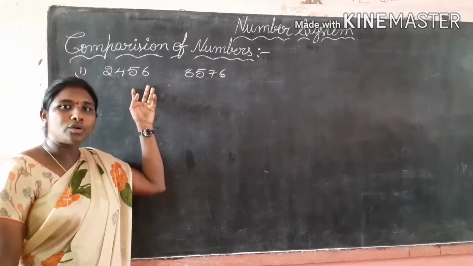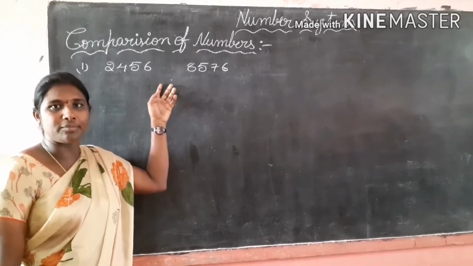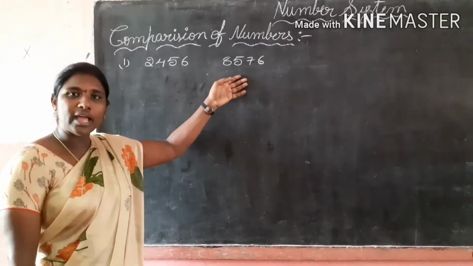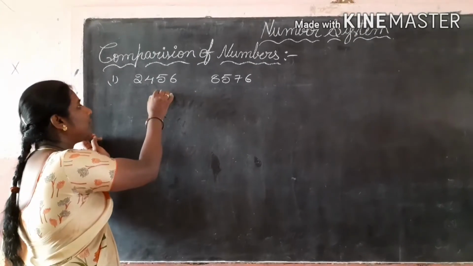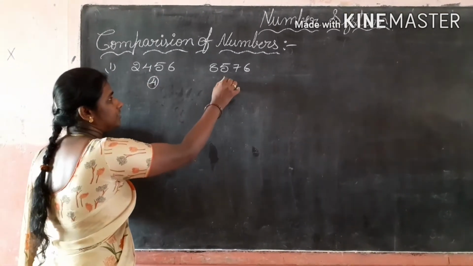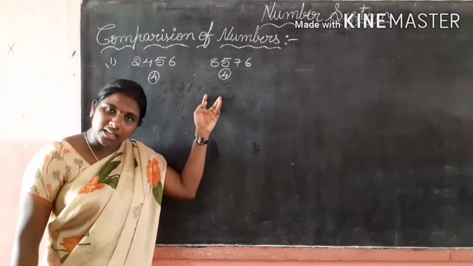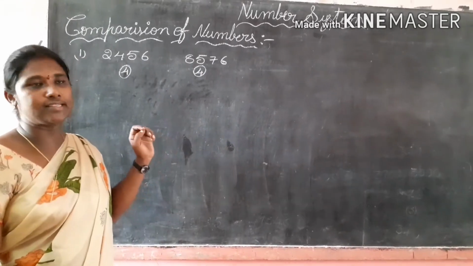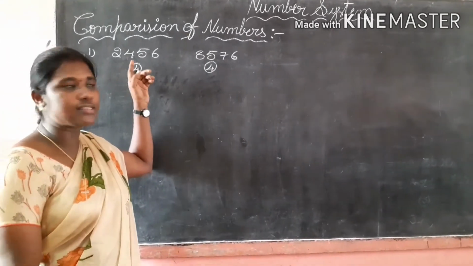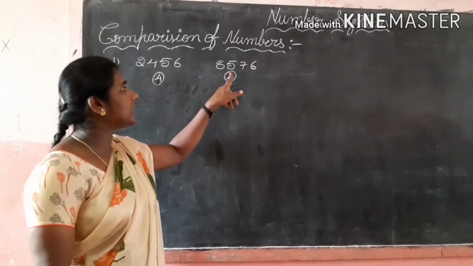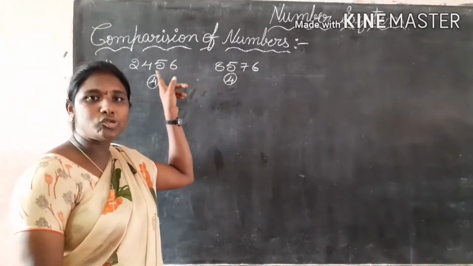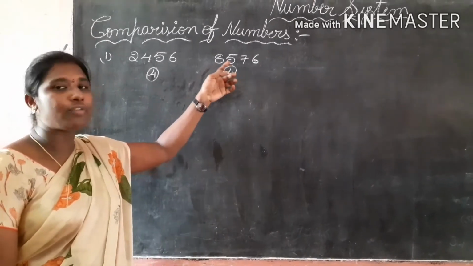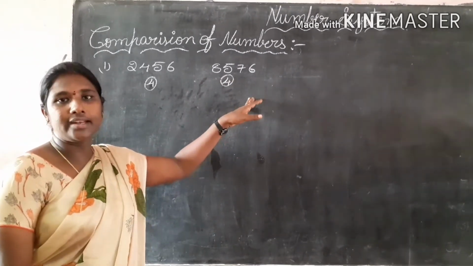First, we have to count the number of digits in each number. Here the first number has 4 digits and the second number has 4 digits. Two numbers containing an equal number of digits, we have to check their leftmost places. In the first number it is 2 and in the second number it is 8. Which is the bigger number? 8 is the bigger number. So 8576 is the greater number.